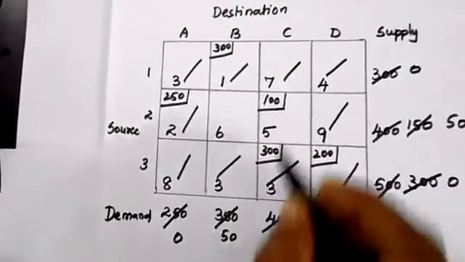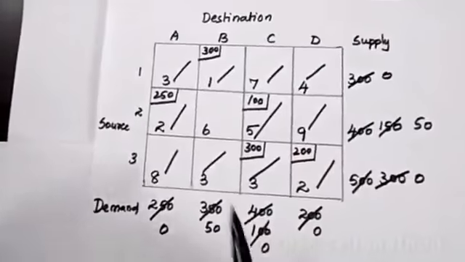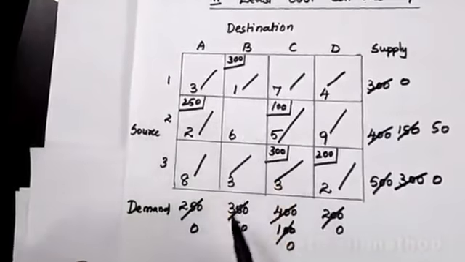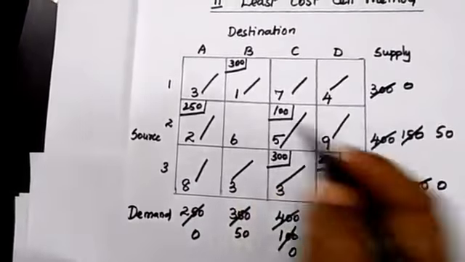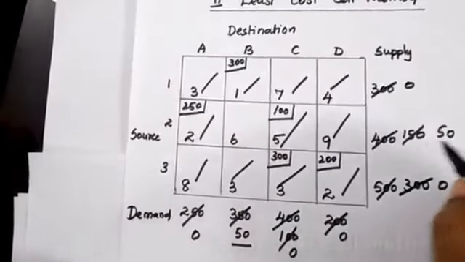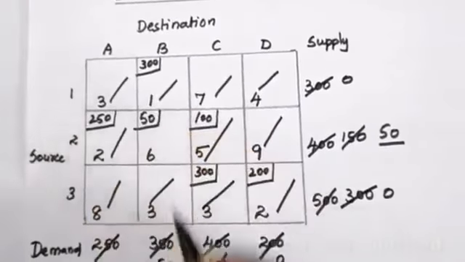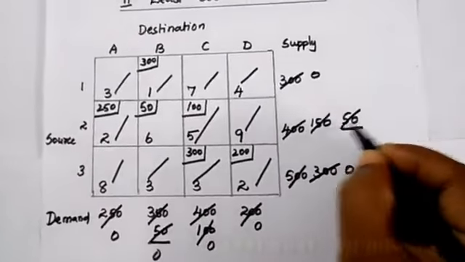And now we have only one unallocated cell and the balancing figure, that is demand is equal to supply. Demand also 50, supply also 50. Just allocate 50. All supply and demand get cancelled.